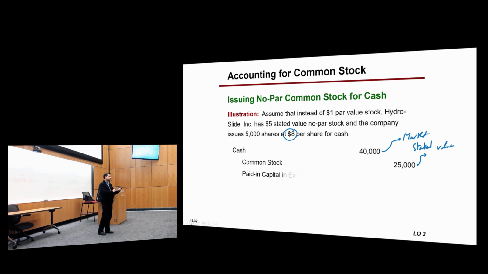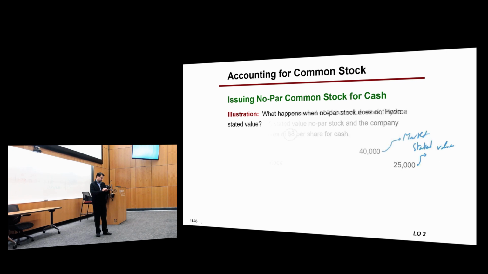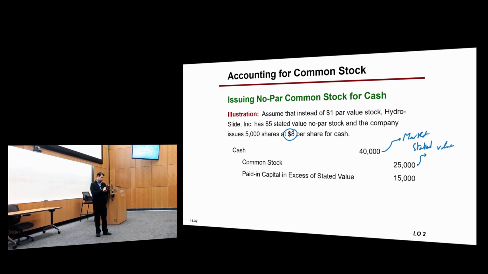Second one here, where we had no par value, but it did have a stated value. It had a $5 stated value. What did we do? We debit cash according to the market value. This is because this is the amount of cash the company will receive for selling those stocks. We credit common stock stated value. Anything in excess is credited to paid-in capital in excess of par value or in excess of stated value, depending on whether you have par value or stated value.